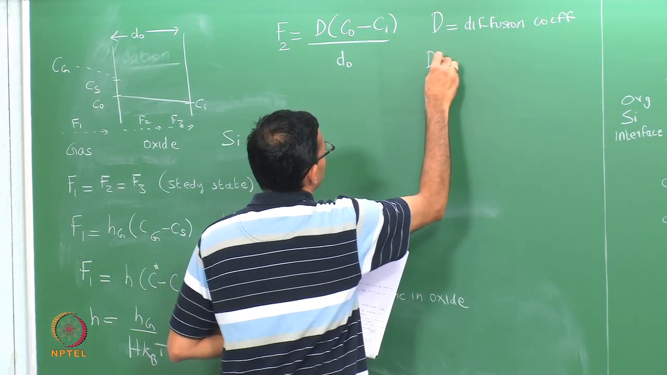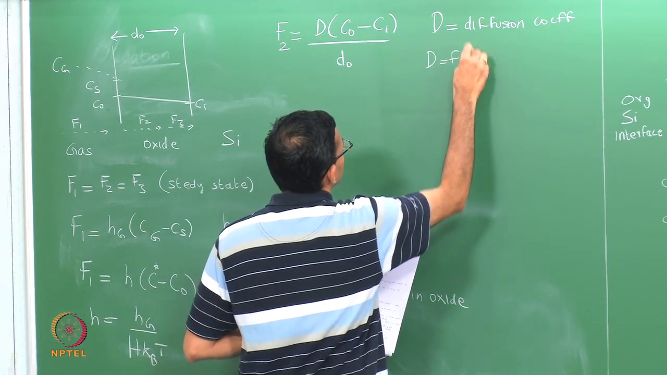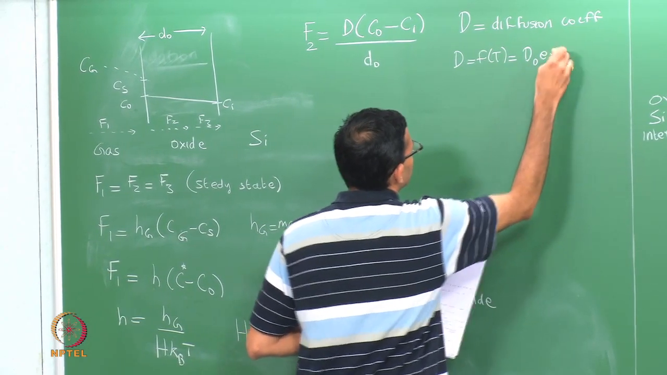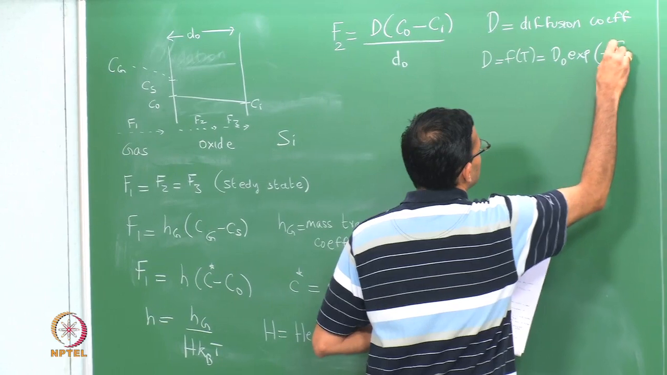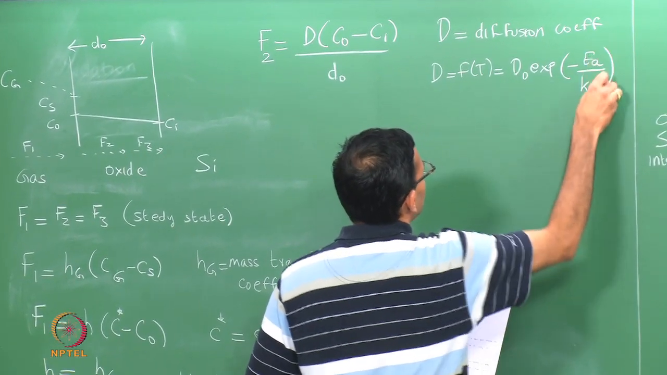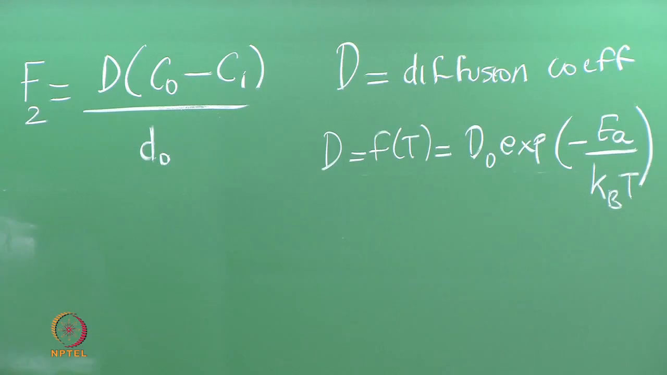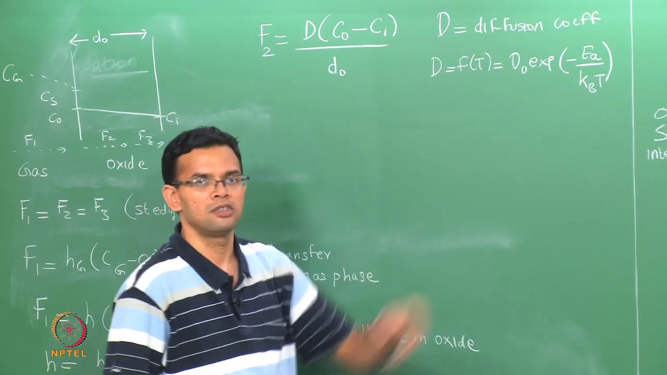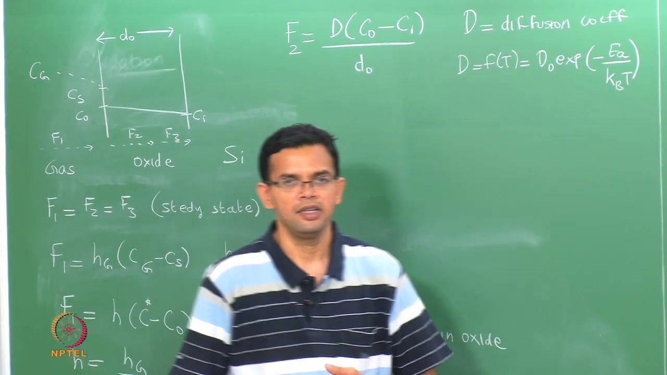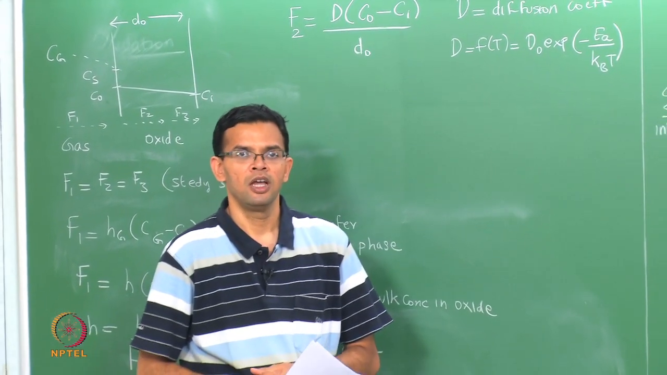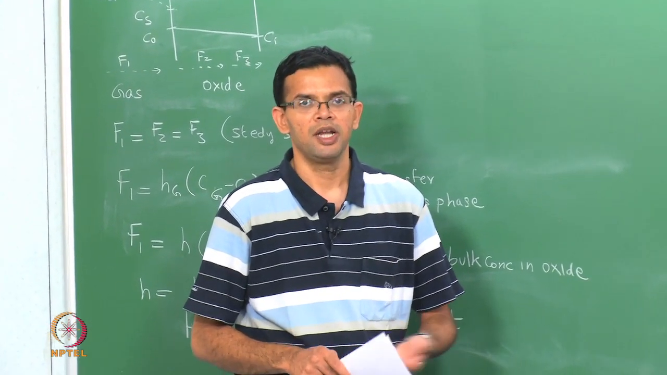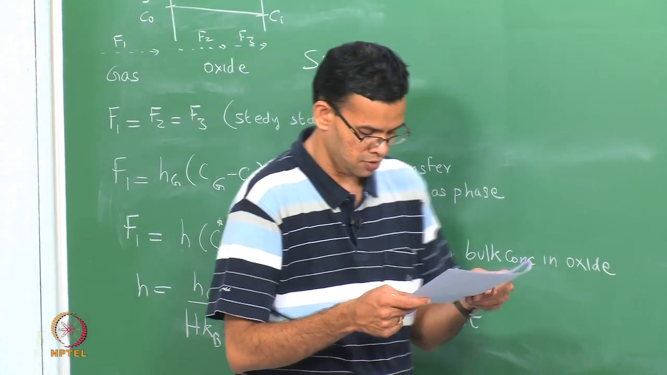D is a function of temperature and is usually written as D naught exponential minus E A over k T, which is the standard Arrhenius expression. So, D naught is the constant, which is your diffusion constant, and E A is the activation energy. The values of D naught and E A will change depending upon the diffusing species.